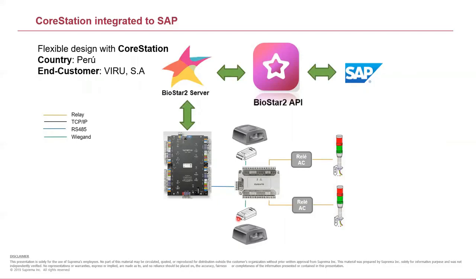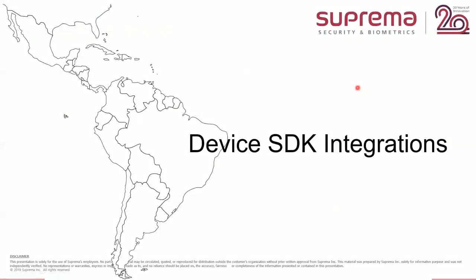The integration between SAP and BioStar 2 through the API, and also managing some third-party readers for some specific control systems using the DM-20 to activate the relays. Like I was saying, using third-party readers, not Suprema readers in this case. So this shows the flexibility that we have with our devices and the integration with third-party platforms as well. Okay, so that was for the API integrations.